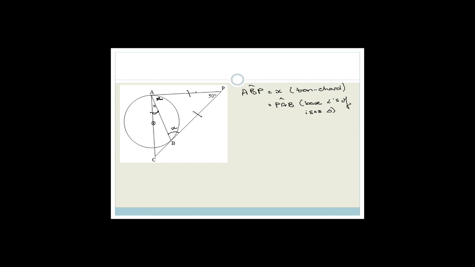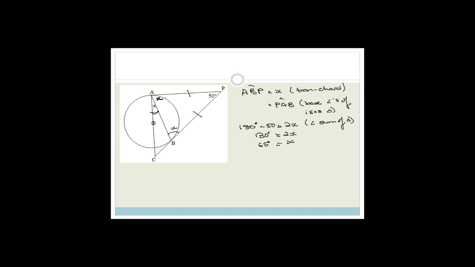So then we can work out what X is because we can say, well, we've got 180 degrees minus 50 is equal to 2x. How did I get that? Because this angle plus those two have to add up to 180 degrees. So do you agree that we've got 130 degrees is equal to 2x? Therefore, X is going to be 65 degrees. And you need to write over here: angle sum of the triangle.